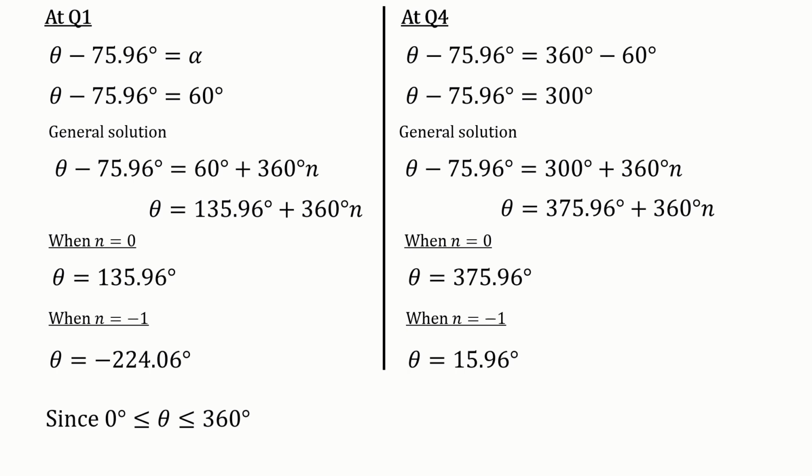Theta is between 0 and 360. So 375 is out of range, and the same for negative 224. So the solutions for this question are theta equals 135.96 degrees and another one is 15.96 degrees. Alright, so this is the solution for the equation.